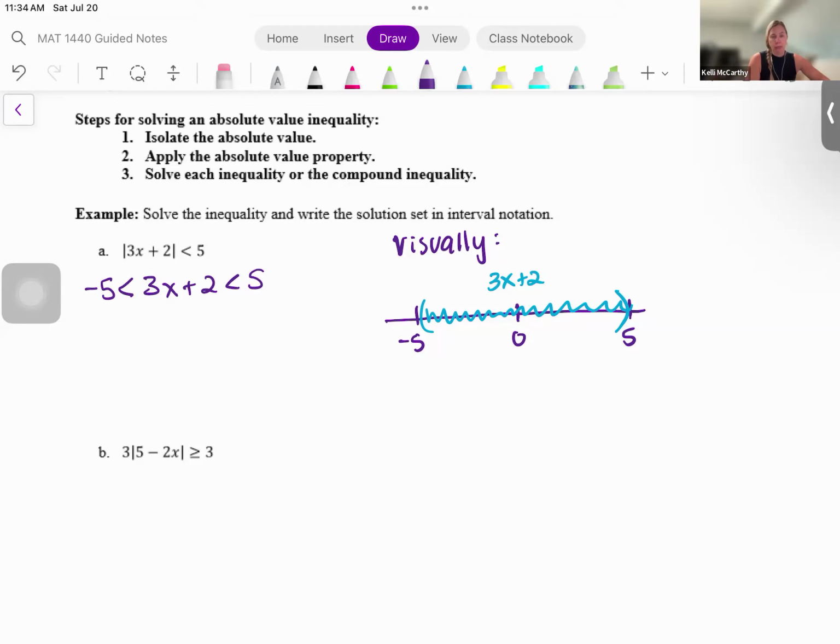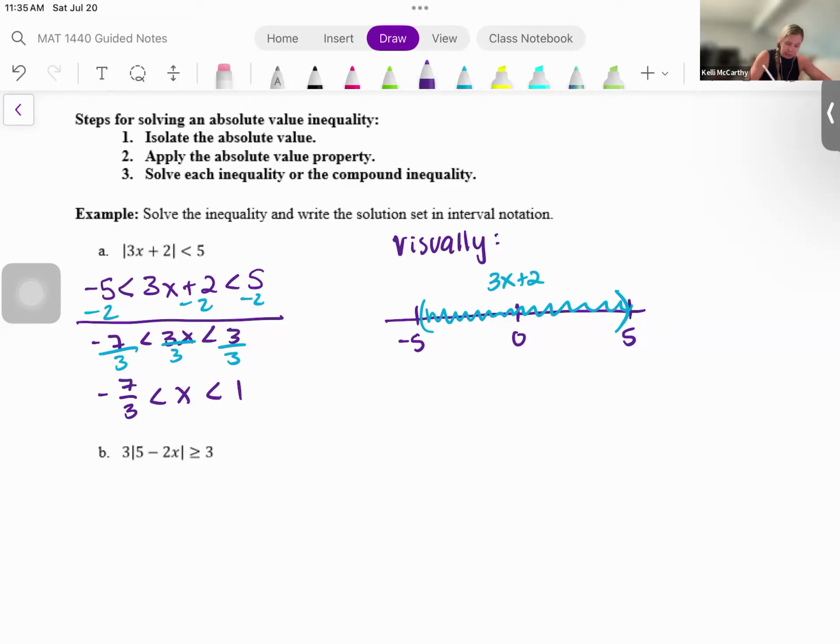Quick review of solving compound inequalities. Whatever we do to isolate that variable, we're going to do to all parts of that inequality. So we're going to start by subtracting 2 from all sides. Negative 5 minus 2 is negative 7, less than 3x, less than 5 minus 2 is 3. And now we're going to divide all sides by 3. So we have negative 7 over 3 is less than x is less than 1. When we write this solution in interval notation, that's going to be from negative 7 over 3 to positive 1. We're going to use parentheses on both of those endpoints.